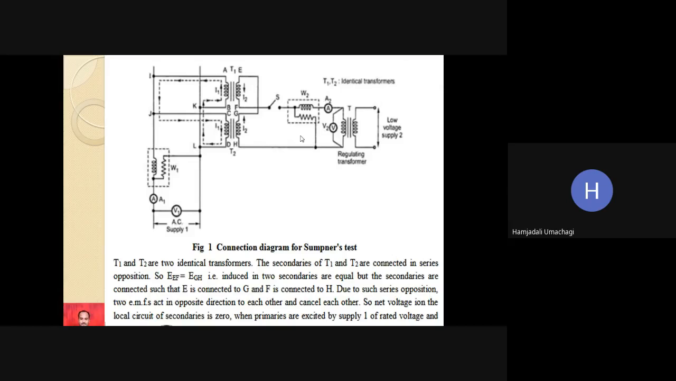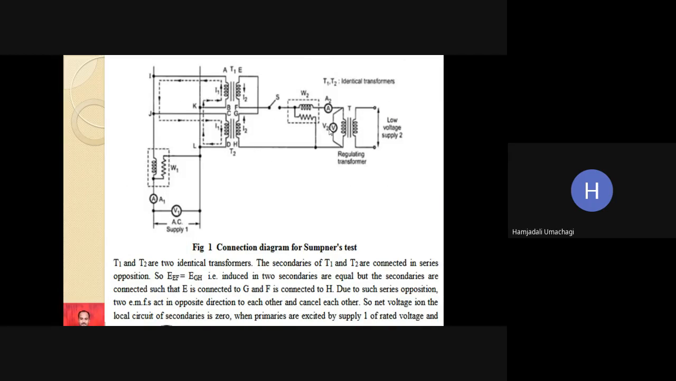then what will happen? You can see here. As per superposition theorem, if V2 is assumed 0, then due to phase opposition, the current flows through the secondary, and both the transformers T1 and T2 are as good as on no load. If voltage V2 is assumed to be 0, and because of the series opposition connection, there will be no current flowing in the secondaries. If no current is flowing through the secondaries, it is as good as only the no load test.